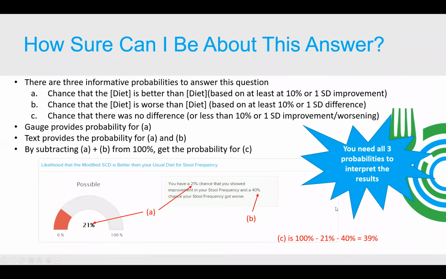And again, you need all three probabilities to be able to interpret the results. We give you 2 of them. However, you do need to calculate that third to really be able to interpret these results.